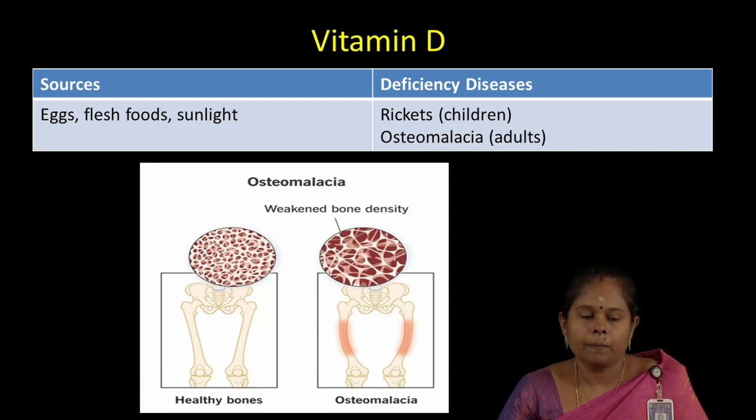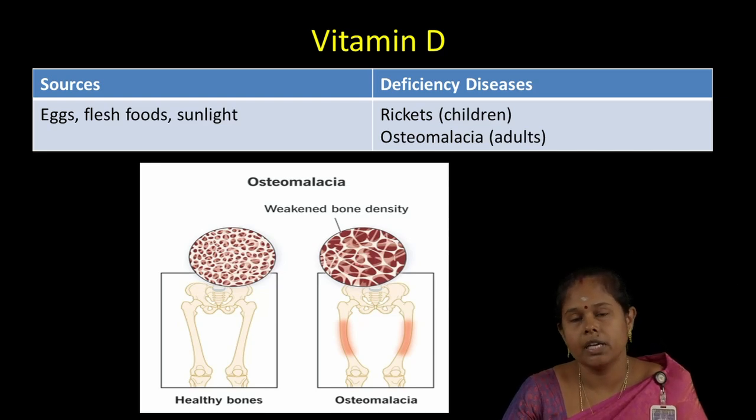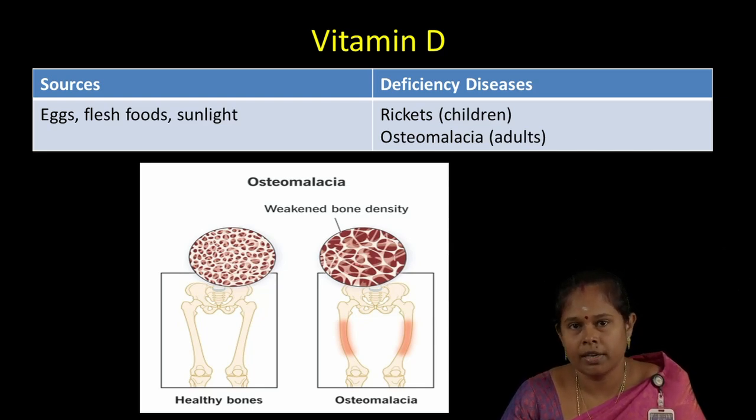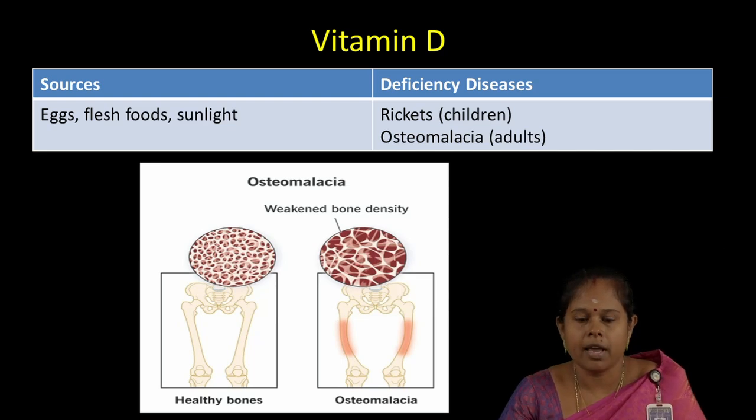Vitamin D. The sources of vitamin D are egg, flesh foods and sunlight. Sunlight is the main source of vitamin D. Morning sunlight from 6 to 8 is very efficient for vitamin D absorption. After 12 is not advisable. Deficiency means rickets and osteomalacia. Its main function is to strengthen the bones. Rickets occurs in children and osteomalacia in adults, where bones are very weak and bone density is low.